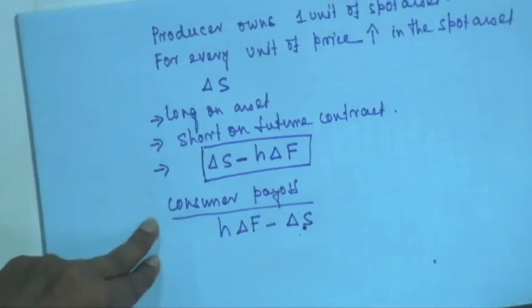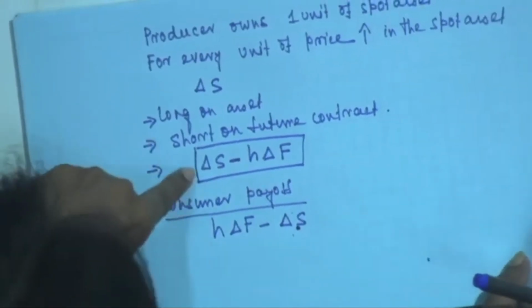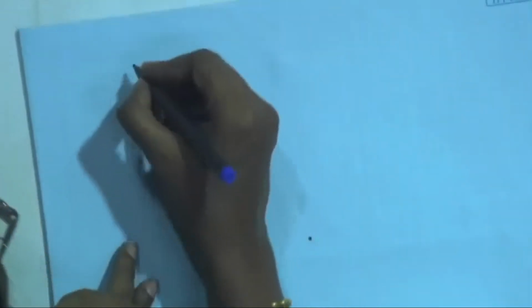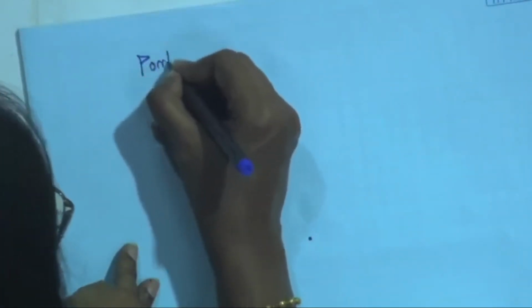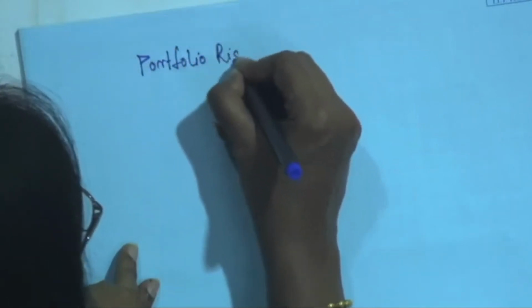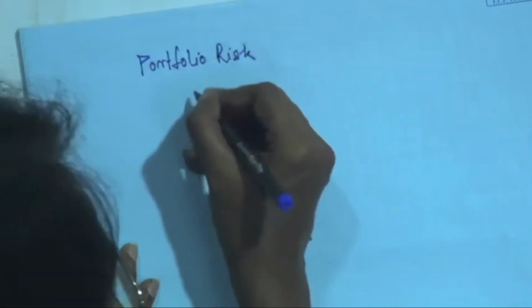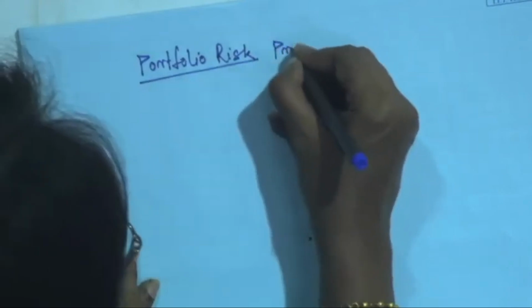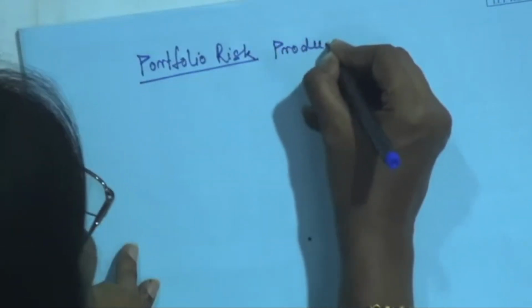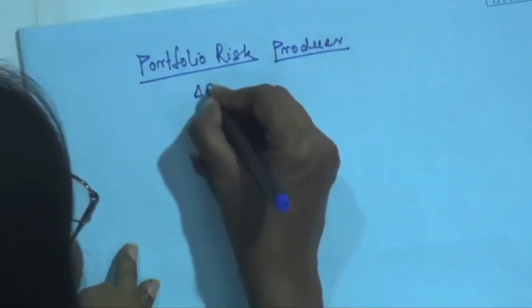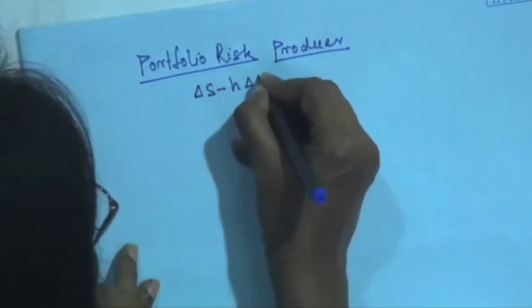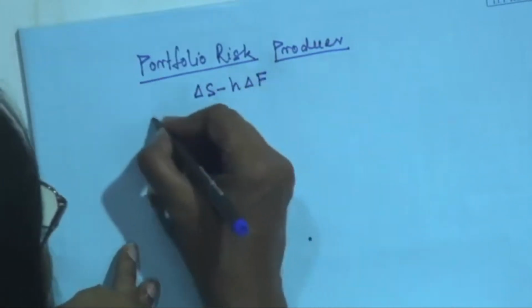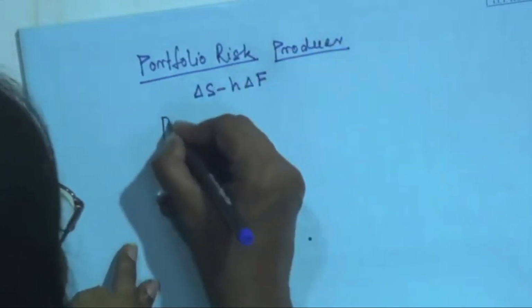Now if this is going to be the daily payoff, what is going to be the portfolio risk? The portfolio risk from the producer's point of view, who has taken delta S minus H delta F. So the portfolio risk, let me put it as RP.